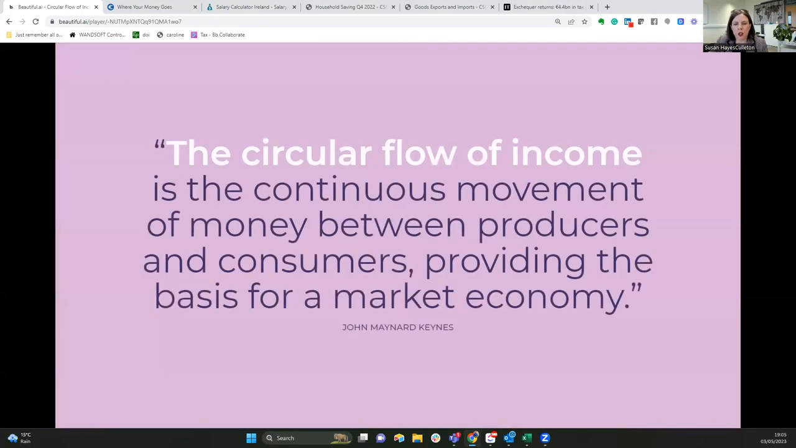First of all, John Maynard Keynes said the circular flow of income is a continuous movement of money between producers and consumers, providing the basis for a market economy. At this stage, I just want to check in with you that we have a couple of concepts totally straight. Number one, what do producers do? Well, producers make things that we as consumers want to buy.